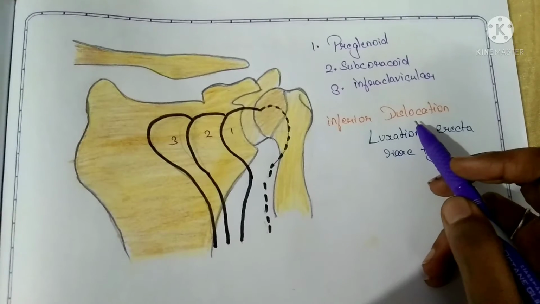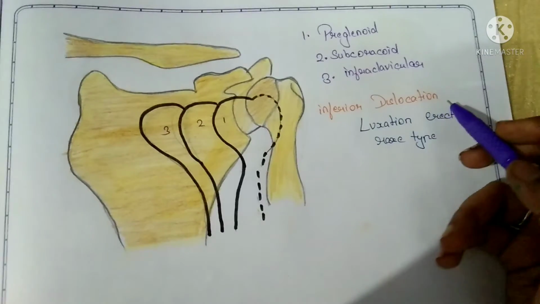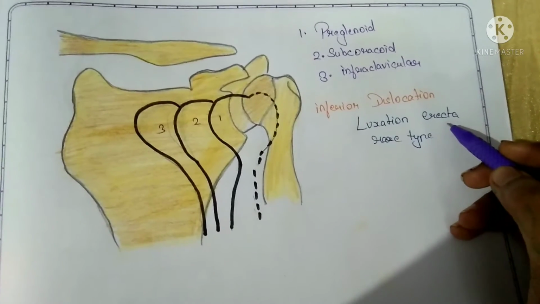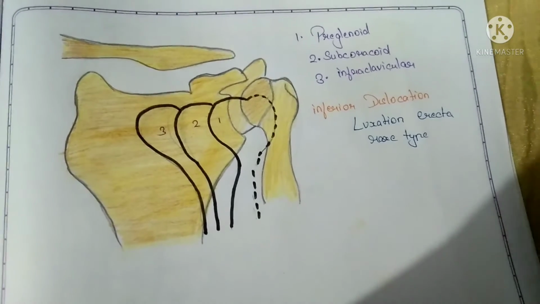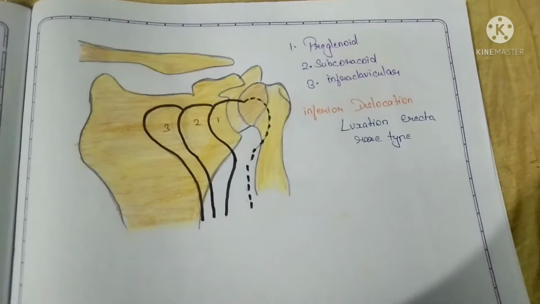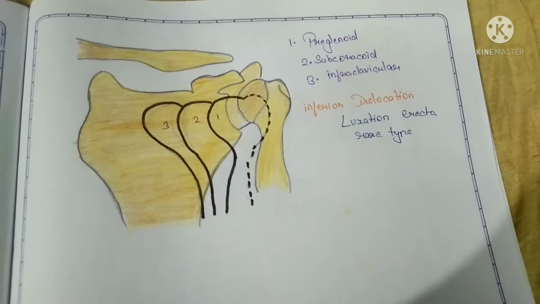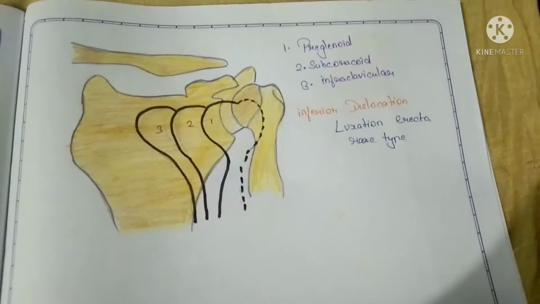Other than the anterior and posterior dislocation, there is also inferior dislocation. It is a rare type. Here the head of the humerus dislocates inferiorly. This inferior dislocation is also referred to as luxatio erecta.